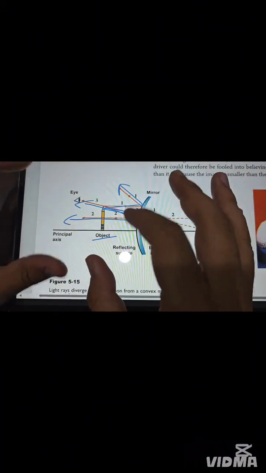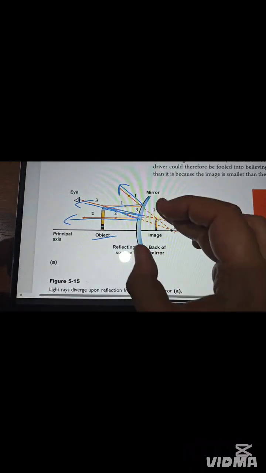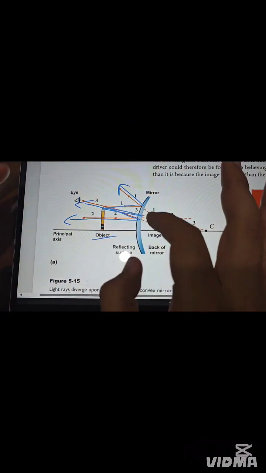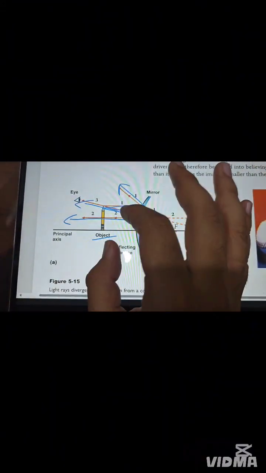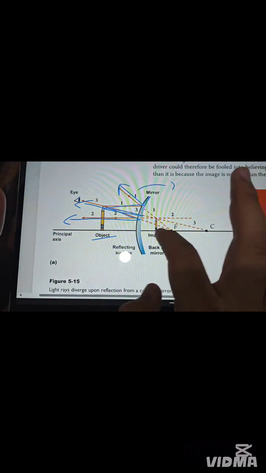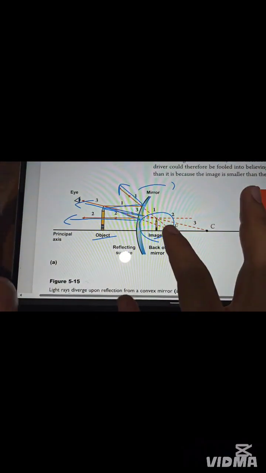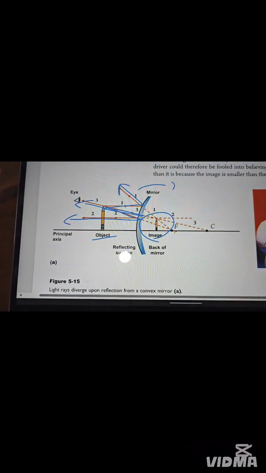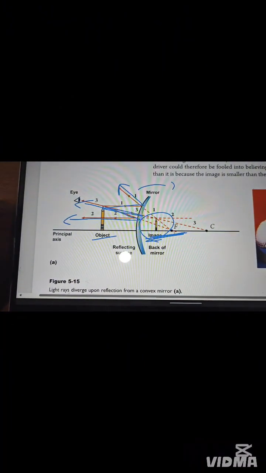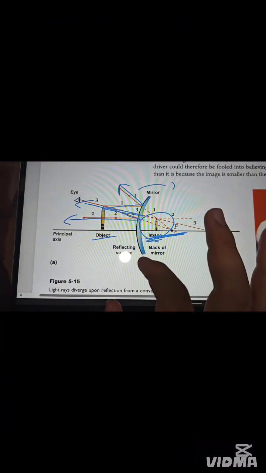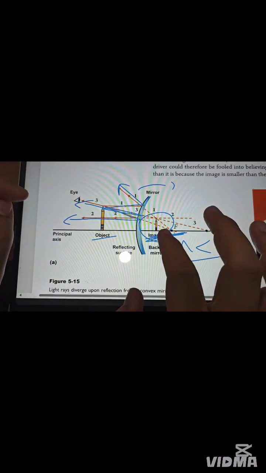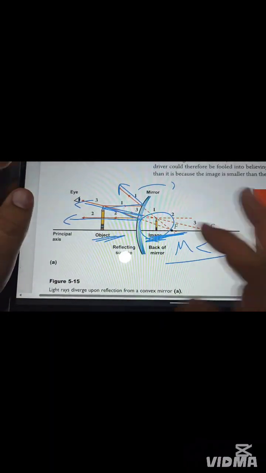We see that when the light hits this surface, it is reflected in different directions. One goes in that direction, another to the left, and another in that direction. So the image is produced behind the mirror. That's why it's called a virtual image. And the magnification is less than 1, because the size of this image is less than the size of this object.